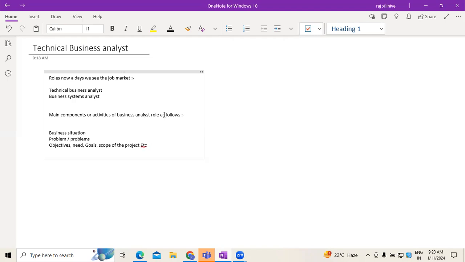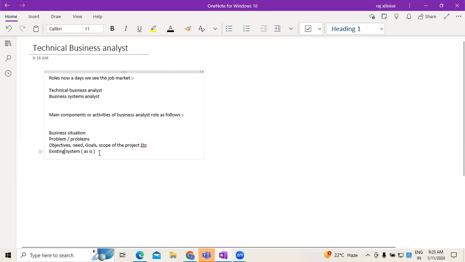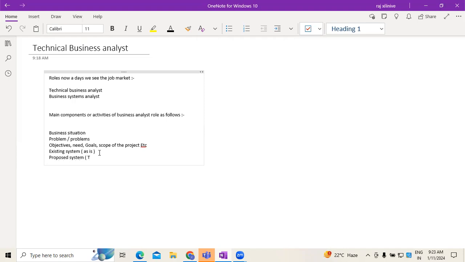Next, we need to understand two different things. Sometimes when we are working on migration projects or upgrading to the next level, we need to understand the existing system, which we call as is. Followed by this, we need to understand the proposed system. What are we proposing for the customer? This is what we generally call to be. The difference we identify between as is and to be is called gap analysis.